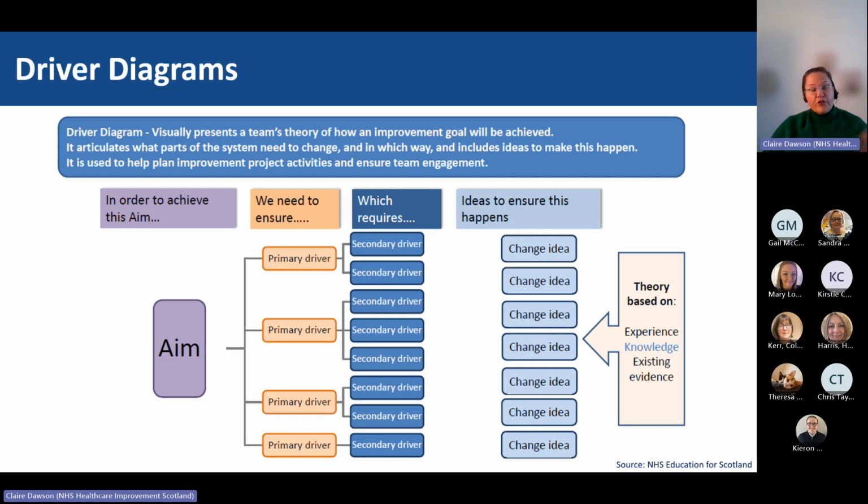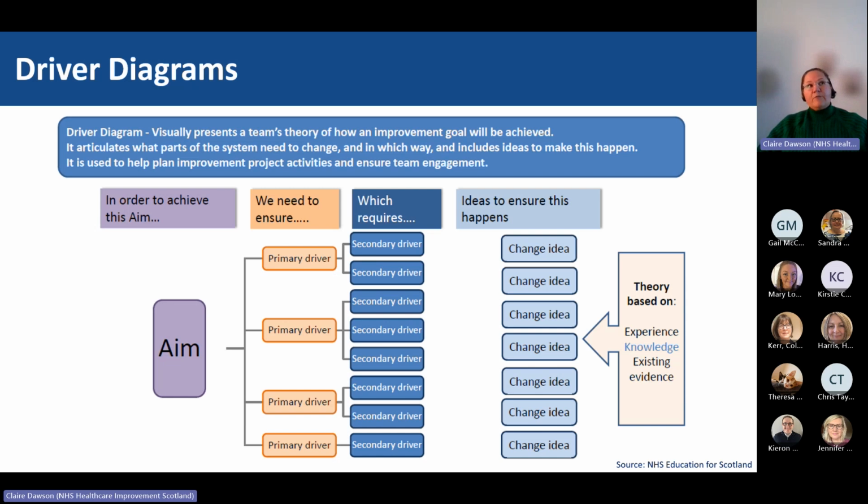So it will capture your aim, which Kieran's just covered. It's really important that you've defined your aim, you know what good looks like, you know where you want to get to, and then that forms the first part of your driver diagram. So in order to achieve your aim, you need to ensure certain things are happening, which requires certain other things to happen, which will be fed by the different types of change ideas that you've got and some of the things that you'll do differently. And then your measurements should fall out of some of those change ideas and primary and secondary drivers.